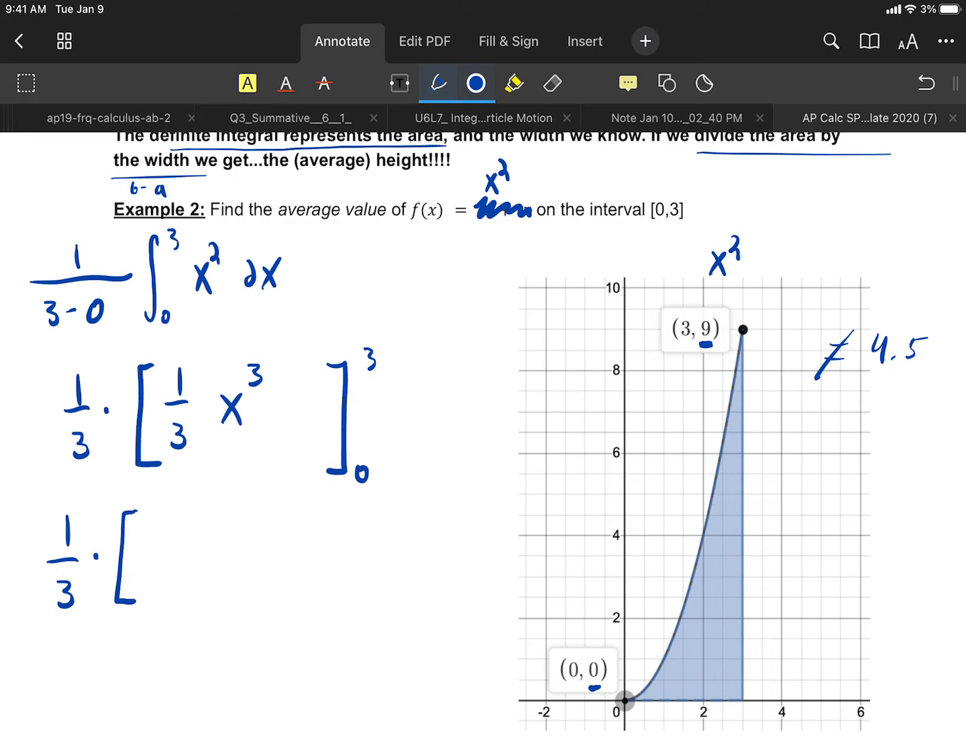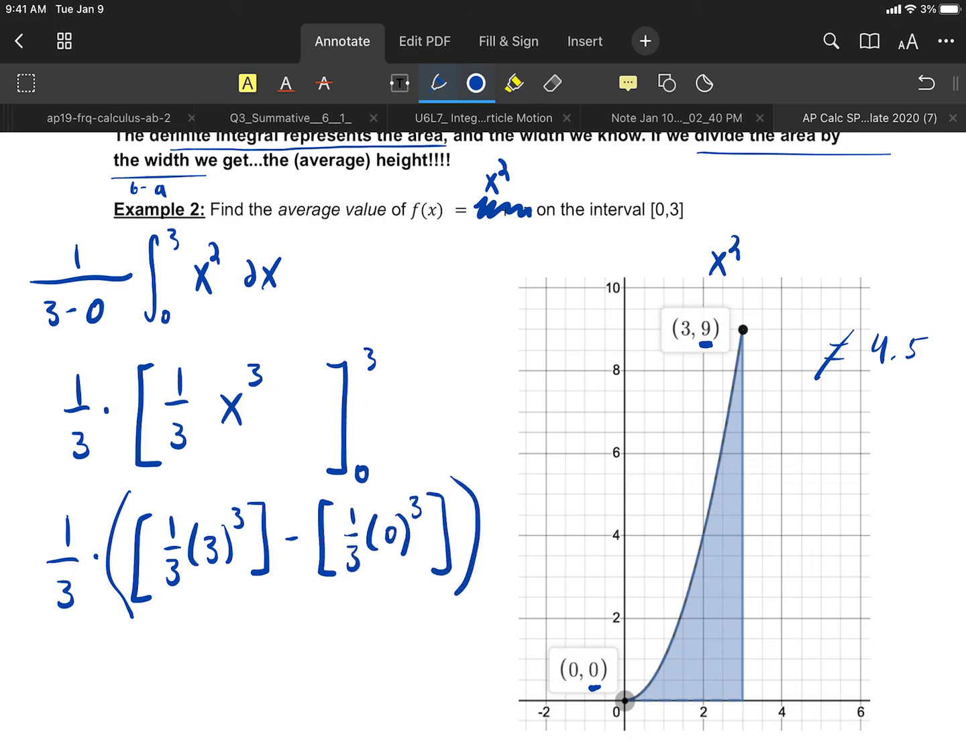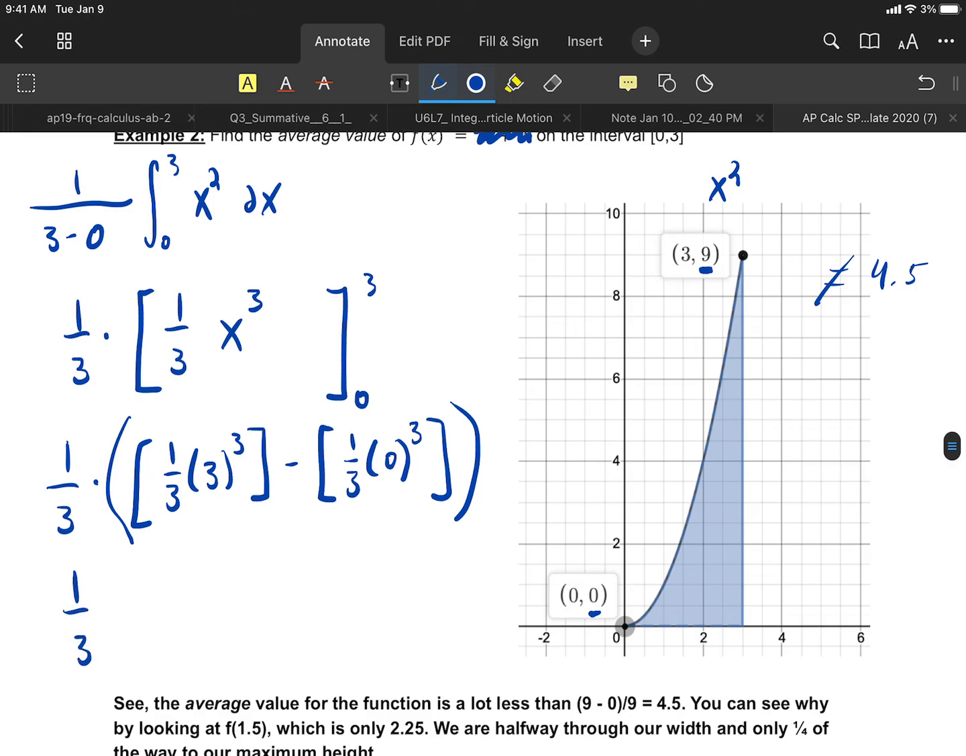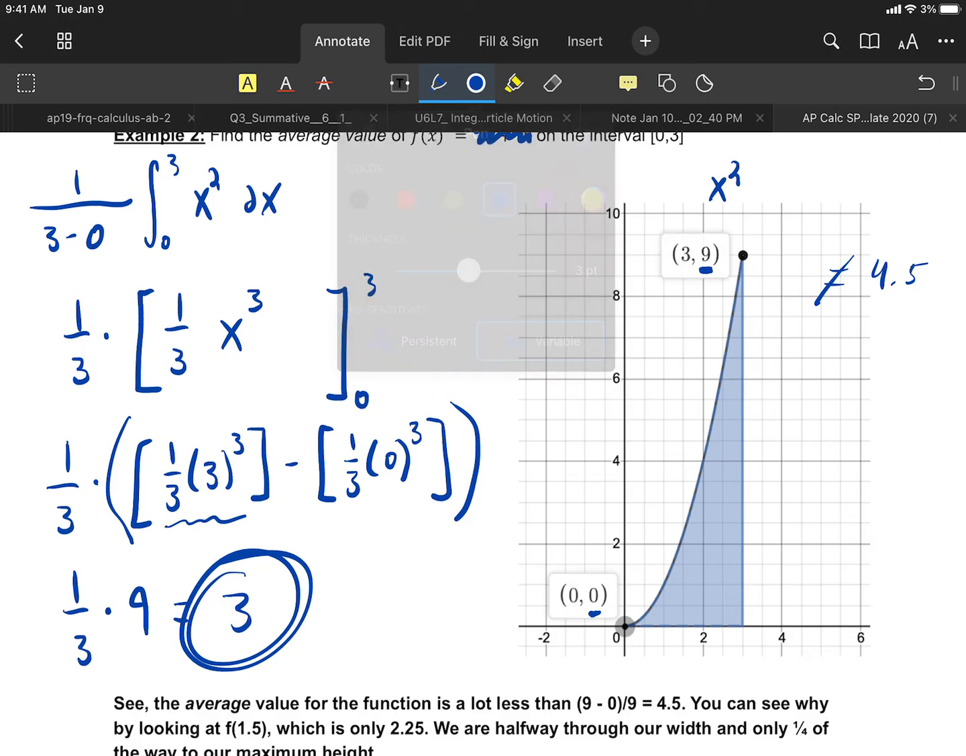So we're going to have 1/3 times, let's just say a big parenthesis here. This is 1/3 times 3 to the third minus 1/3, just so you can see this all out here, 1/3 times 0 to the third. And so this is going to be 1/3 times 1/3 times 3 to the third. 3 to the third is 27. 1/3 of that is 9. I have 1/3 times 9, which is 3. The average value of this function is 3.